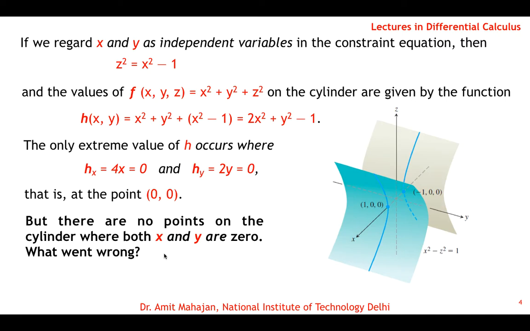Okay, so what went wrong is that this function h(x,y), whose critical points we are trying to find, has the complete xy plane as its domain. The method gives the right point for this function, which has the complete xy plane as the domain, but we only want those points which are actually on the cylinder.